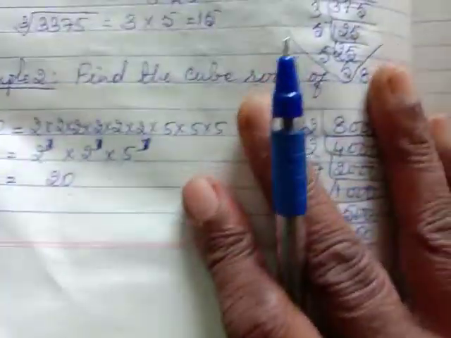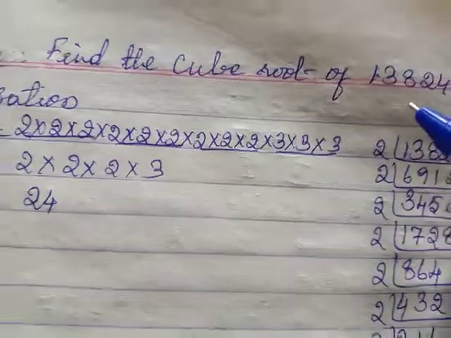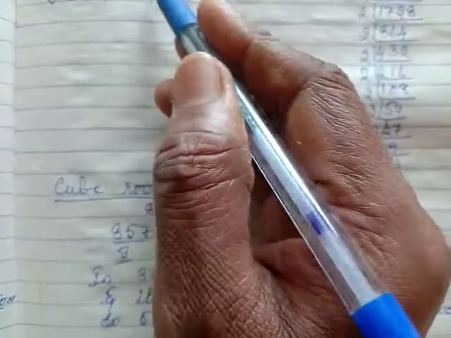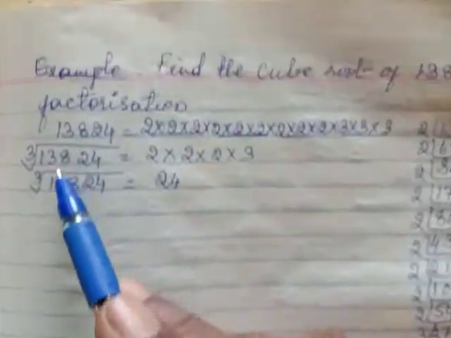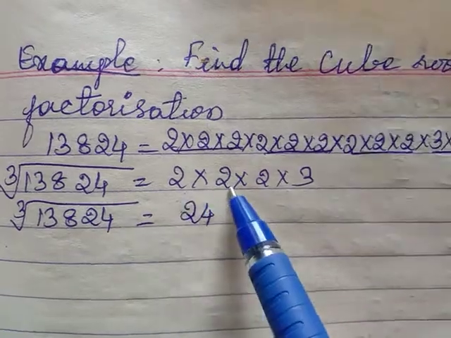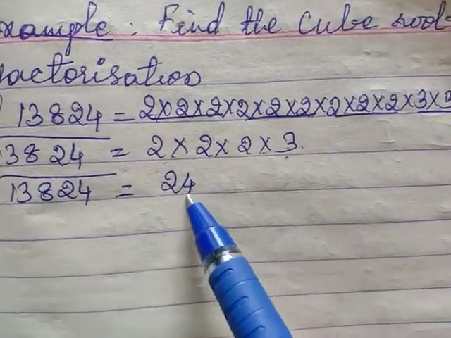Okay children. Now next example. Find the cube root of 13,824 by factorization. In a similar way, factorize like this. Then write. So you will get the cube root of 13,824 is equal to 2 into 2 into 2 into 3, that is equal to 24.